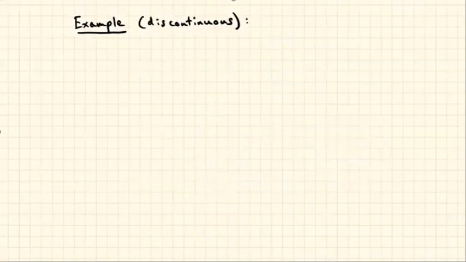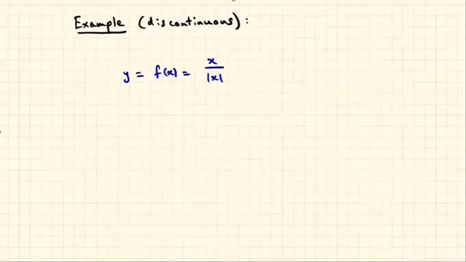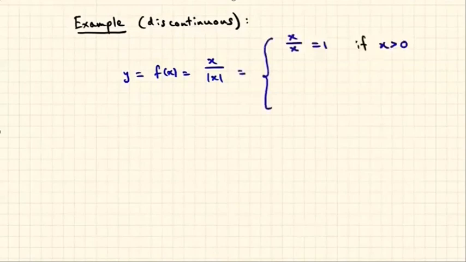By contrast, consider the following example, which turns out to be discontinuous, by which we mean that we will be unable to draw the graph without lifting our pen off the paper. For this, we modify the previous example and consider the function with the rule f(x) equal to x over the modulus of x, which again can be described in pieces.